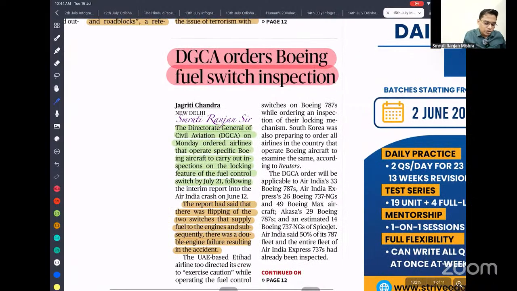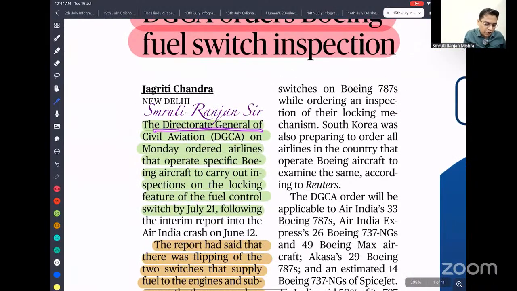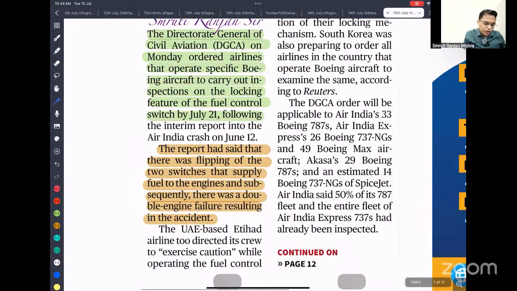accident happened. So the Director General of Civil Aviation (DGCA) on Monday ordered airlines that operate specific Boeing aircraft to carry out inspection of the locking feature of the fuel control switch by July 21. So the report has said that there was a flipping of two switches that supply fuel to the engine, and subsequently there was a double engine failure resulting in this accident.